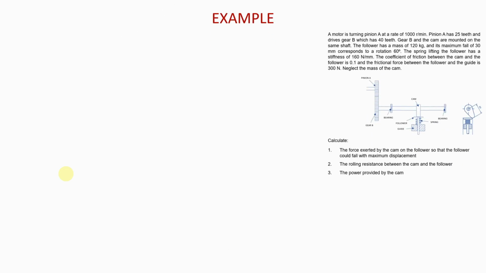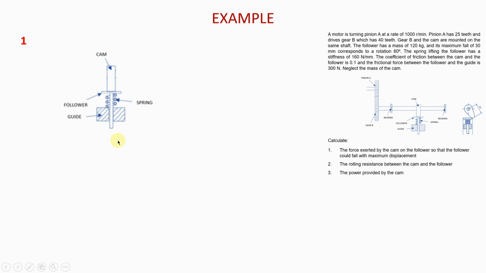So for the first part of the question, question number 1, what we have to find is the force exerted by the cam on the follower. If we draw the cam system that we have here, this is what we will have. This is the cam, you will see the spring there, you see the guide here, and you also have the follower. The follower is this thing that has a shape like a T. This T-shaped thing that you see here is our follower.